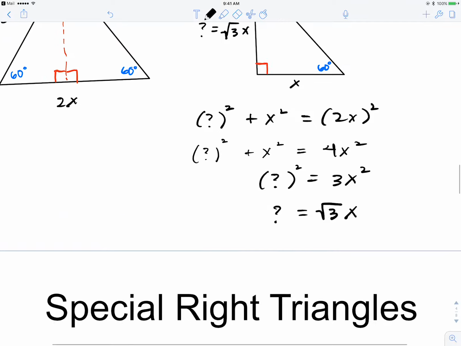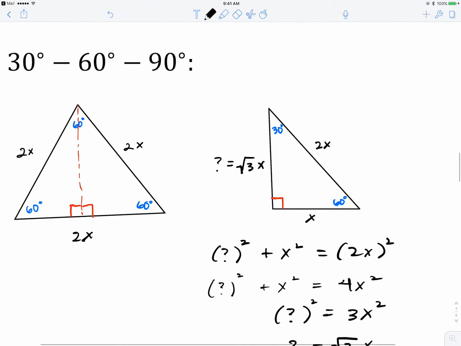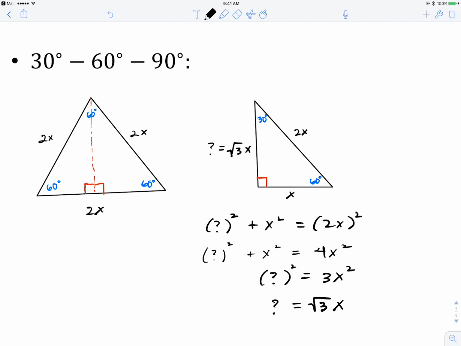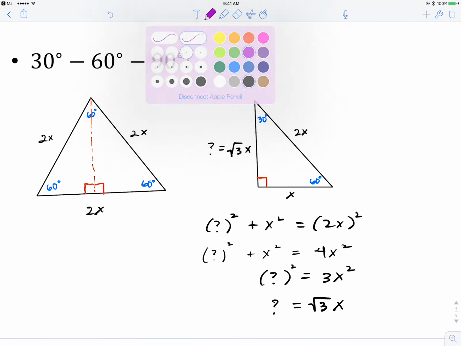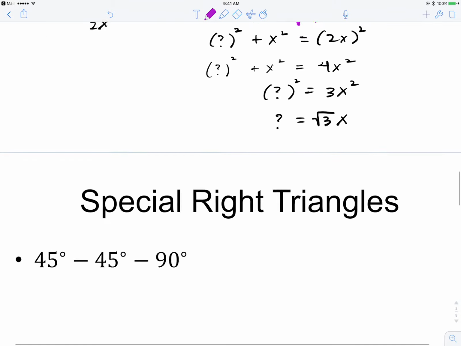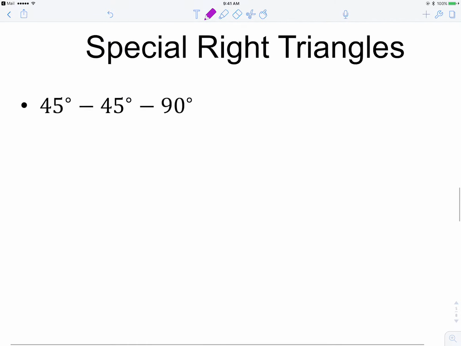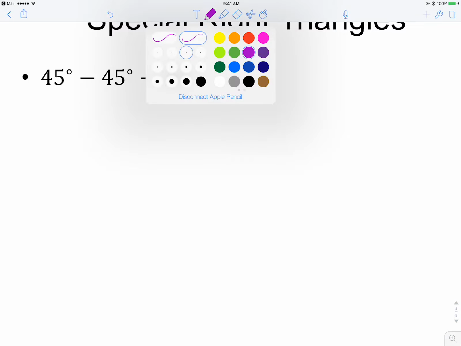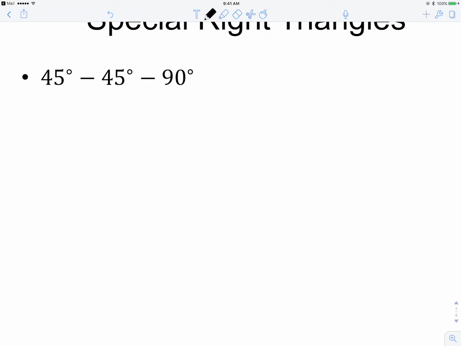Okay. So we just derived the sides of our 30, 60, 90 triangle, and we're going to come back to that. Now for the scary one. No, 45, 45, 90, that's even easier. So if we know that two of the angles are 45 degrees, what do we know about the legs of the triangle? They're going to be equal.